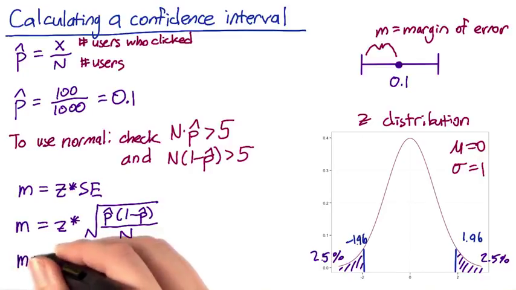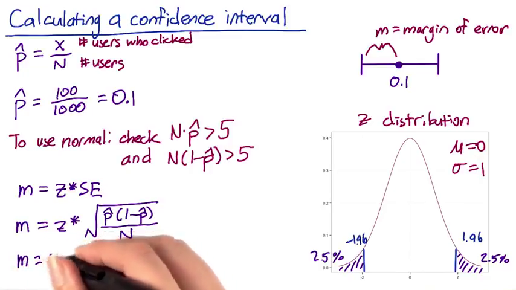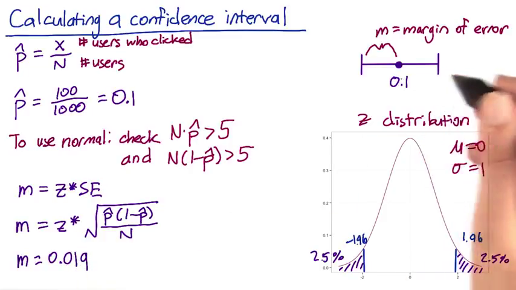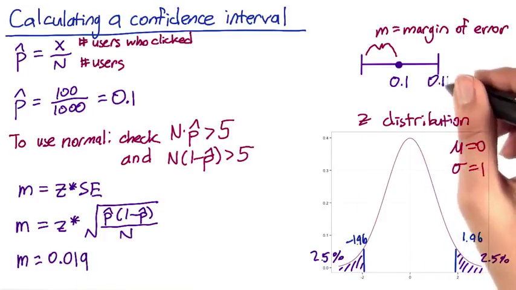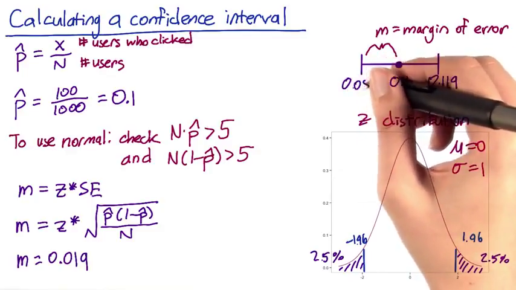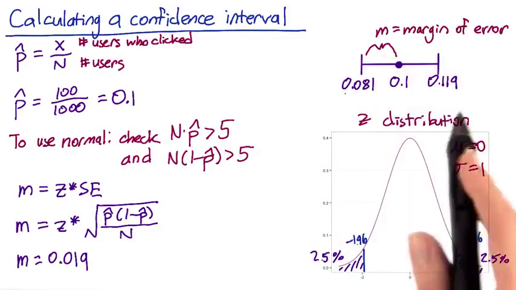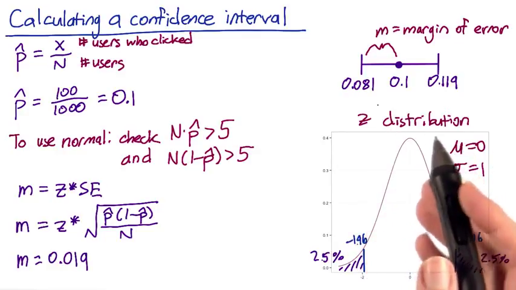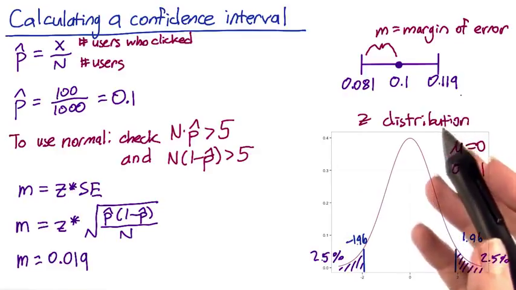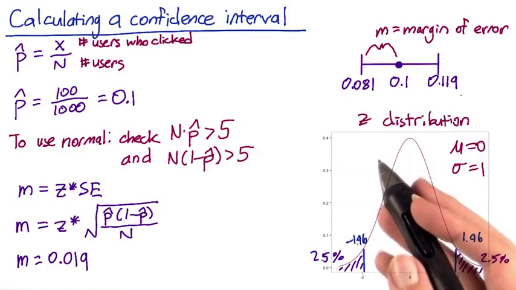In our case, the margin of error comes out to about 0.019. So we'll add this margin of error to the point estimate to get the upper bound of 0.119, and subtract to get the lower bound of 0.081. This means if you'd run the experiment again with another 1,000 page views, you'd maybe expect to see between 80 and 120 clicks, but more or less than that would be pretty surprising.